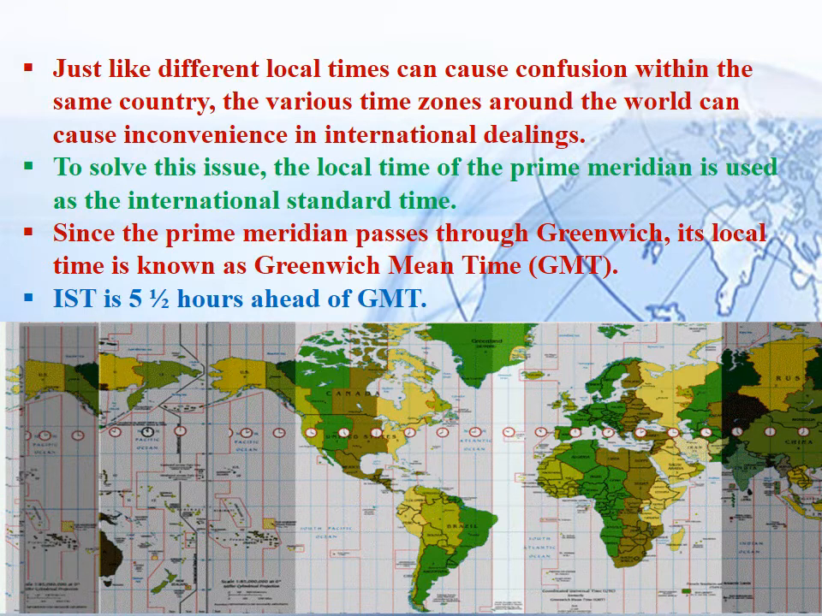Just like different local times can cause confusion within the same country, the various time zones around the world can cause inconvenience in international dealings. To solve this issue, the local time of the prime meridian is used as the international standard time. Since the prime meridian passes through Greenwich, its local time is known as Greenwich Mean Time, that is GMT. IST is 5.5 hours ahead of GMT, that is, Indian Standard Time is 5.5 hours ahead of Greenwich Mean Time.